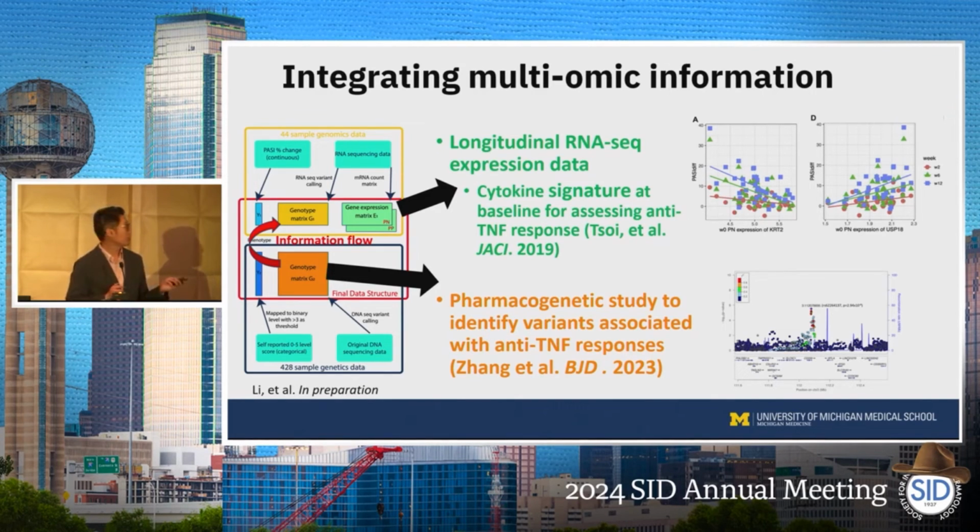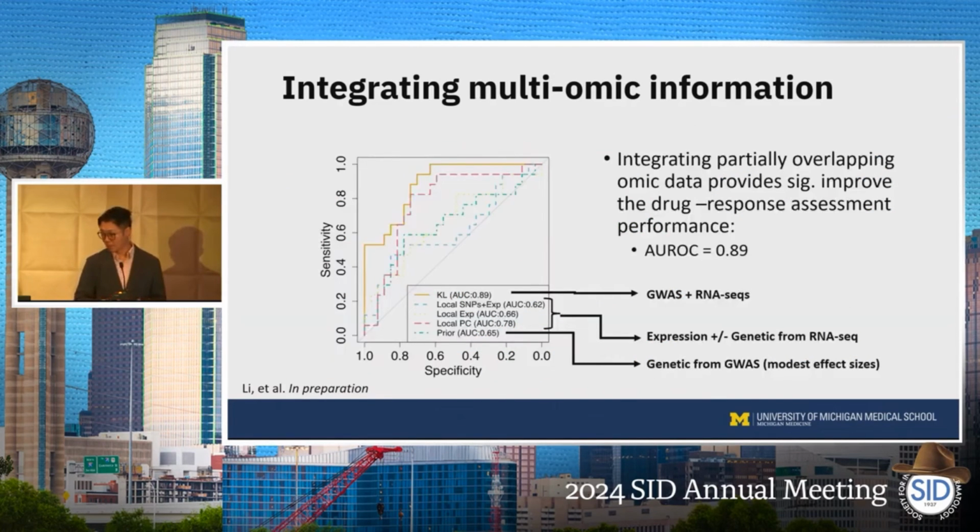And then when we do the model training for the drug response assessment, we can actually take advantage of this to do transfer learning to try to boost the estimation of the parameters. And what are the results? Here we're showing the different comparisons. So first, if we're using only the pharmacogenetic study, the AUROC is about 0.65.